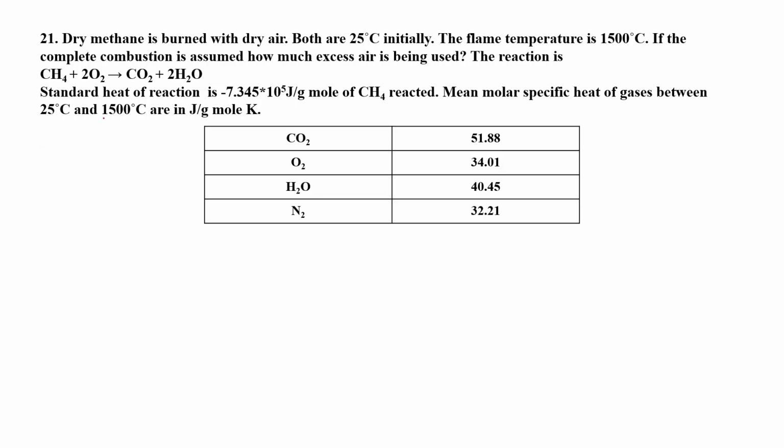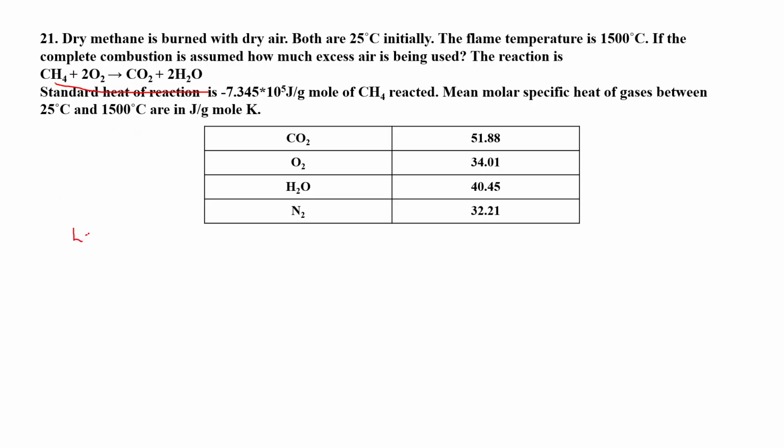The reaction is given here. The standard heat of reaction is minus 7.345 into 10 to the power 5 joule per gram mole of CH4 reacted. So it is basically the heat generated due to the reaction. The mean molar specific heats of gases between 25 degrees C and 1500 degrees C, in joule per gram mole Kelvin, are given in this table. So basically, we have to find the percentage of excess air.